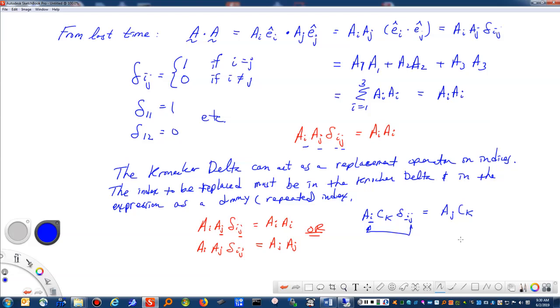Now for one of your homework assignments, what I'm going to have you do is go through a few different cases and show that this really does work out this way. But for now, just keep in mind that the Kronecker delta can act as a replacement operator on indices. Alright, so now that we've worked with our dot product a little bit, we're going to dive a little deeper into some things that can come out of our definition of the dot product, and we'll try to use this index notation more and more.